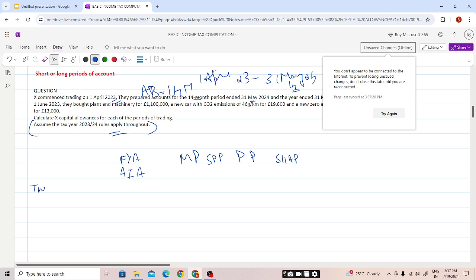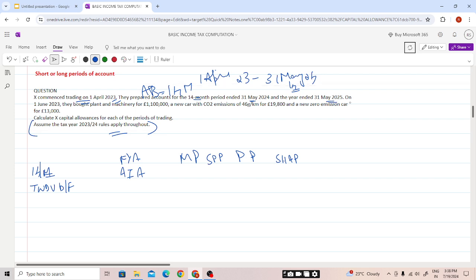Now tax written down value brought forward: none, because we are commencing the trade just now. So this will be, students, a 14 month calculation. On 1st June 2023, they bought plant and machinery, which will qualify under the main pool. New car with 46 goes to main pool, 0 to FIA. I hope this is clear, students.